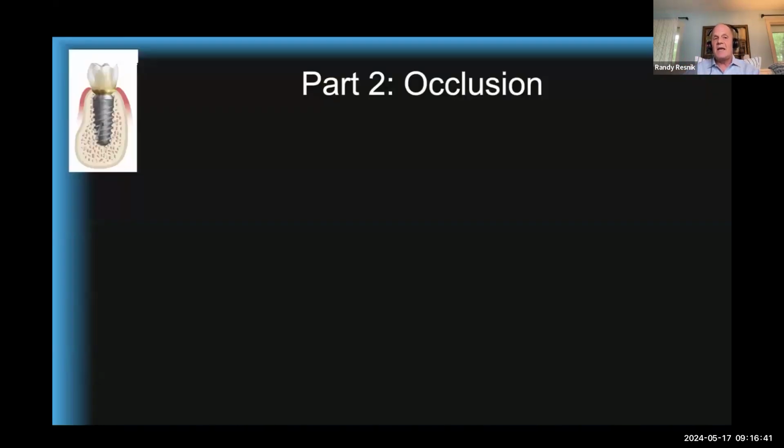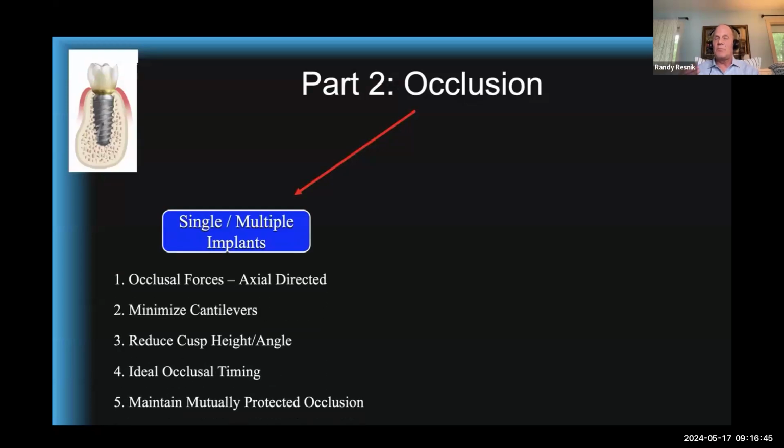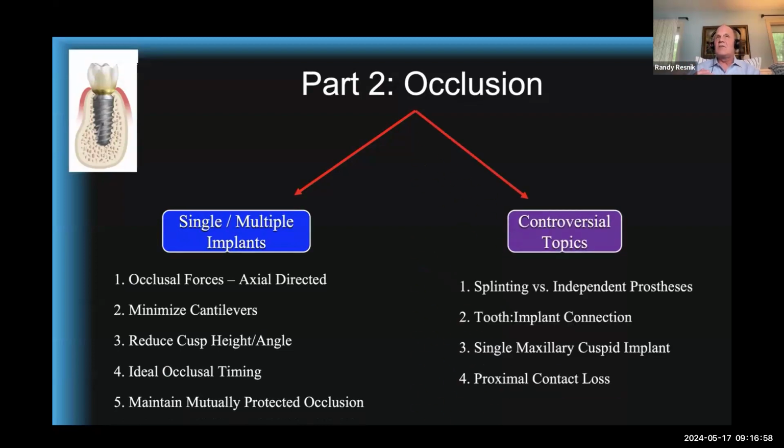So with that being said, part 2, the first part we're going to talk about is the principles that apply to restoring a single implant or multiple implants together. The second part is going to be controversial topics that are associated with single or multiple implants, such as, should we split implants? Should we attach a tooth and an implant together?